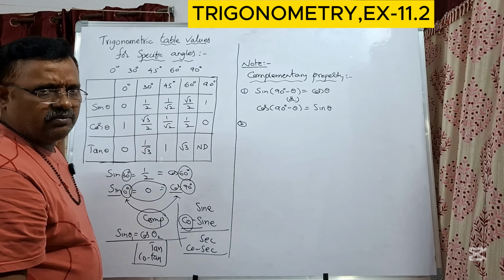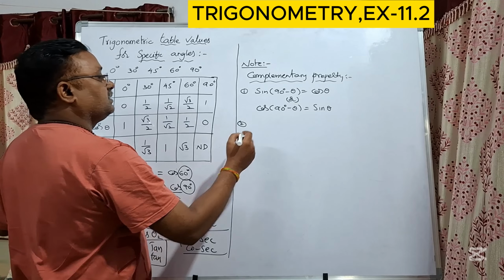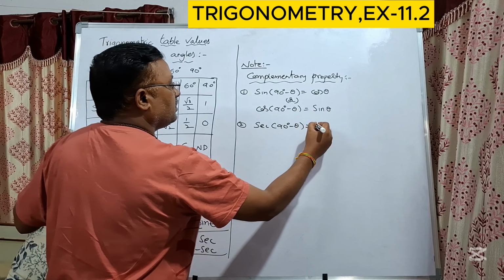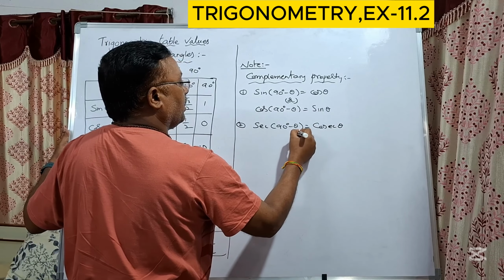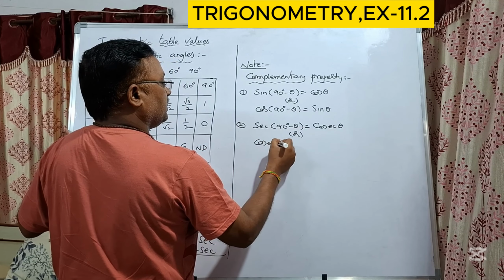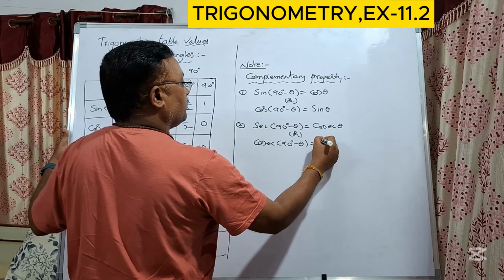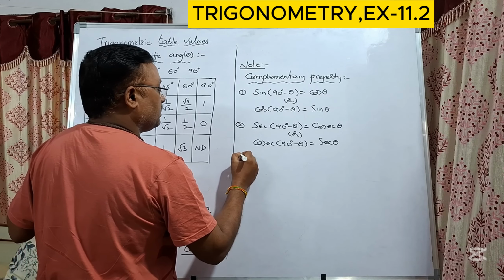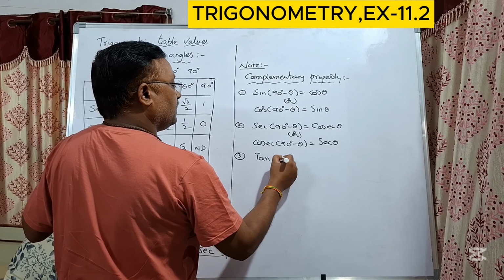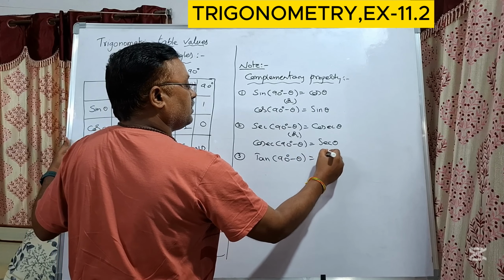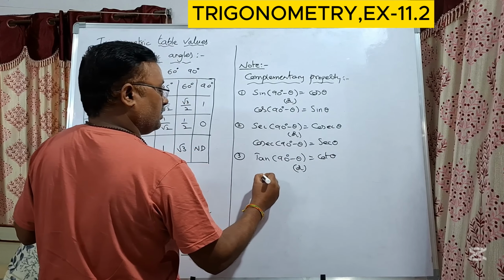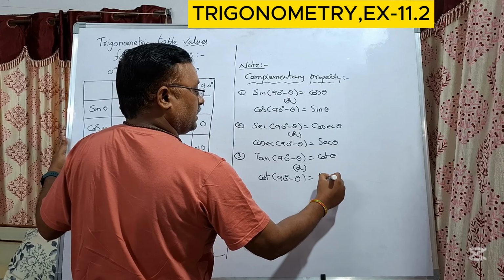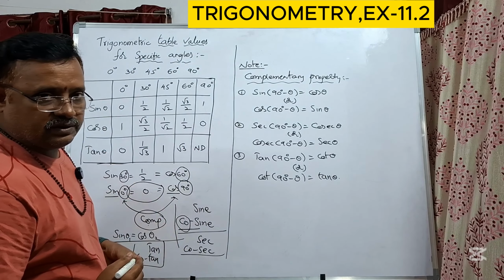We can write them. Very useful for us. So secant of 90 degrees minus theta is equal to cosecant theta, or cosecant of 90 degrees minus theta will be equal to secant theta. This pair, complementary property. Third pair, tan of 90 degrees minus theta is equal to cot theta, or cot of 90 degrees minus theta is equal to tan theta. Understood?